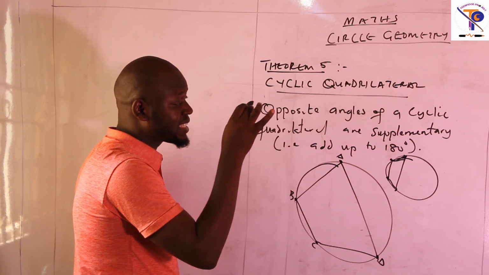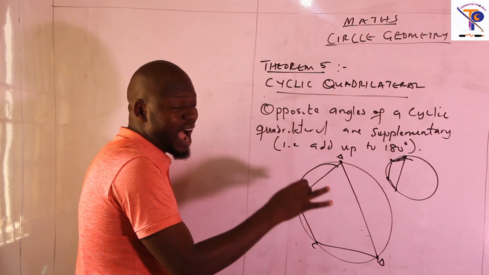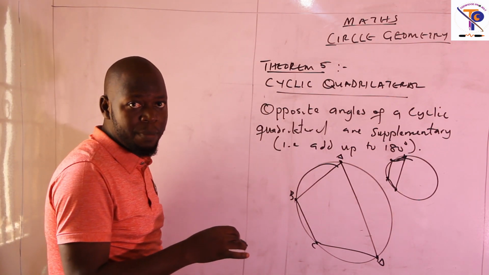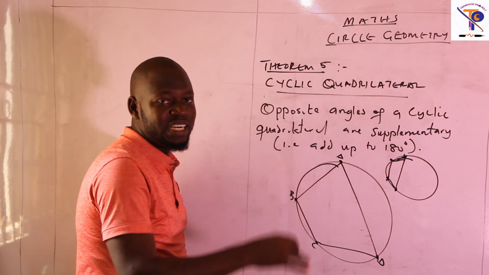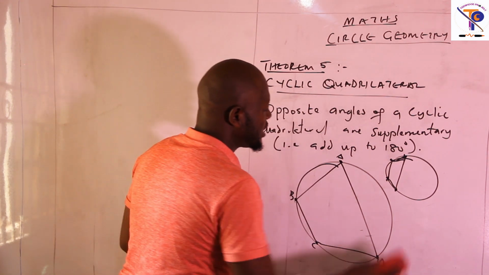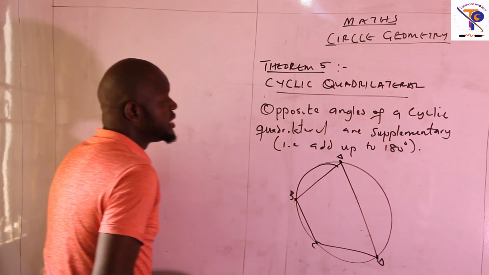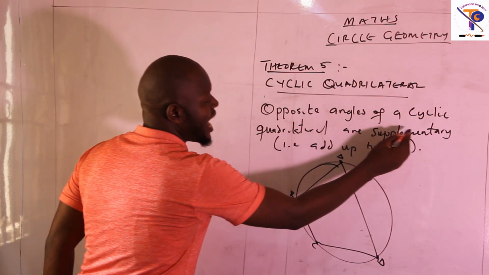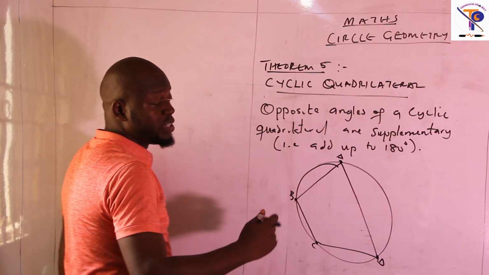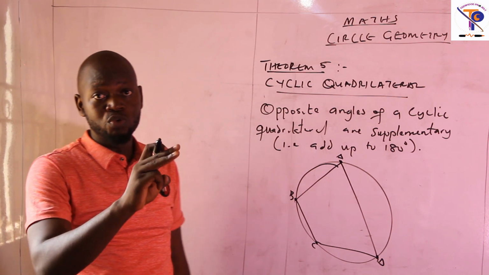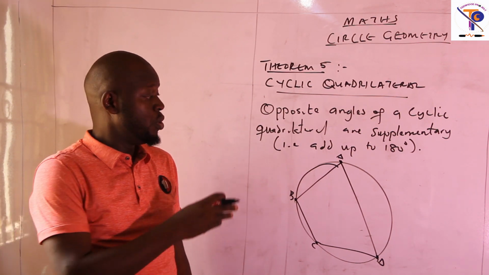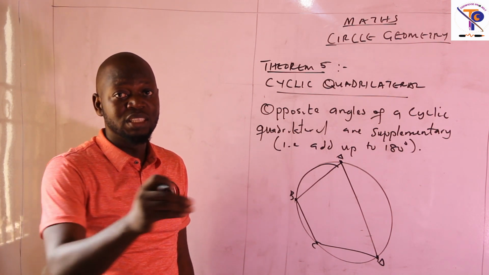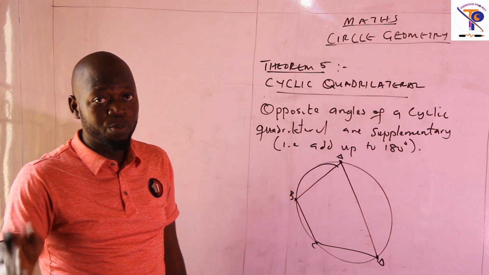You can identify a quadrilateral in a circle, and you can see the four vertices at the circumference. I'm emphasizing at the circumference. There is a cyclic quadrilateral theorem there. And what does it say? It says opposite angles of a cyclic quadrilateral are supplementary. Simple. Supplementary, you know what supplementary means? That means two angles that add up to 180 degrees. So 60 and 120, 20 and 160, 10 and 170. Those are supplementary angles.